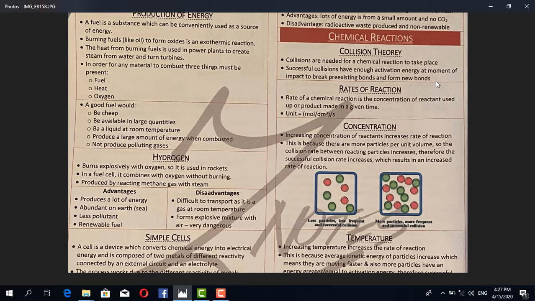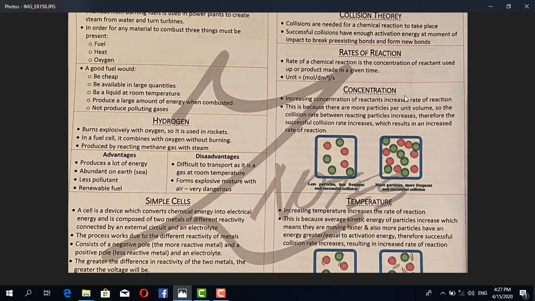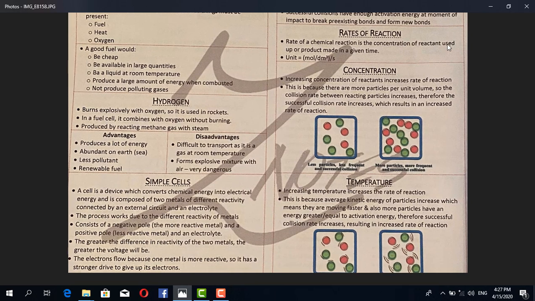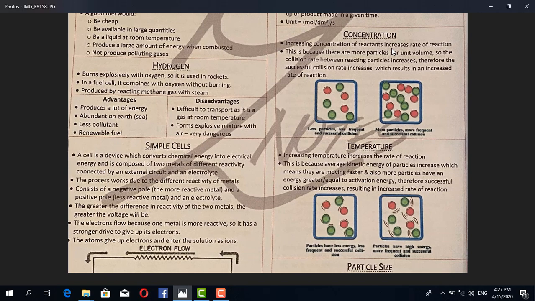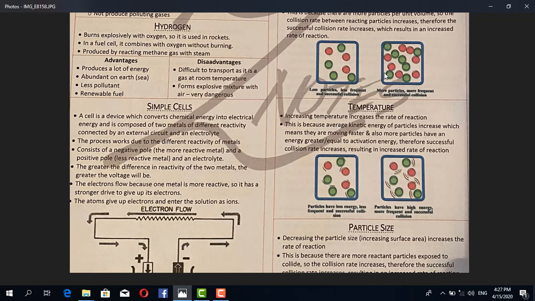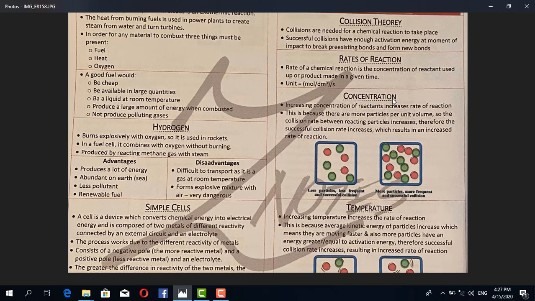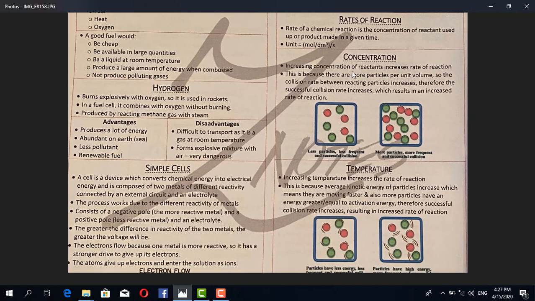The rate of reaction. The rate of a chemical reaction is the concentration of the reactant used or a product made in a given time. We've got several factors that control the rate of reaction. The first ones are concentration, temperature, particle size, and light as well. As for concentration, increasing the concentration of reactants increases the rate of reaction. Why? Because there are more particles per unit volume, so there will be more collisions.